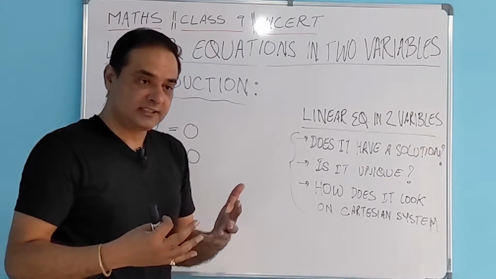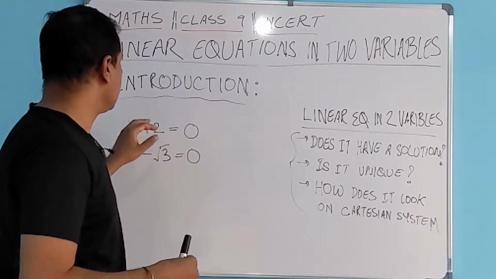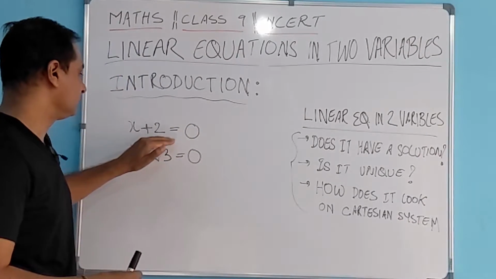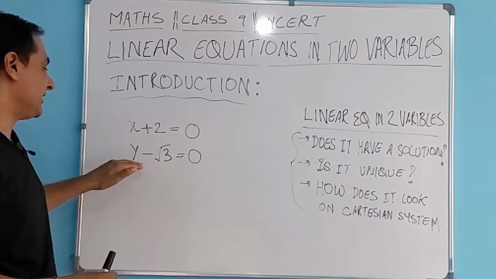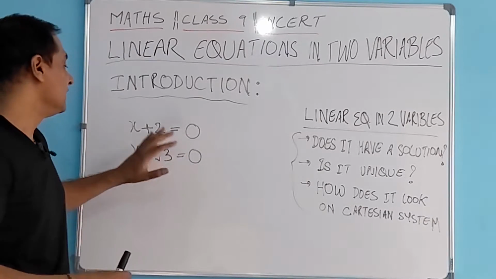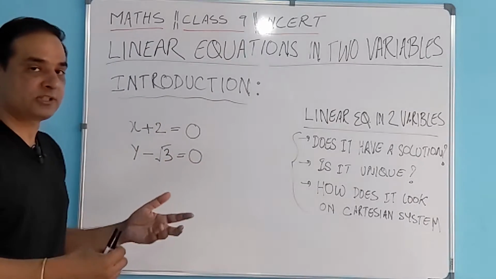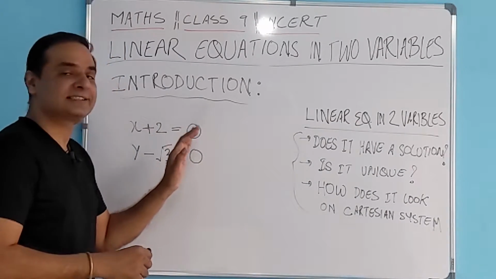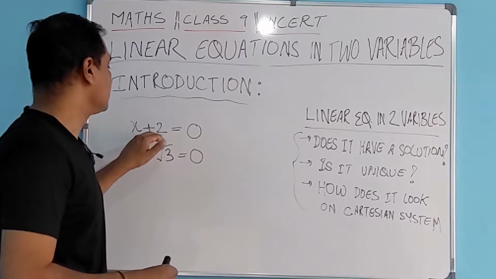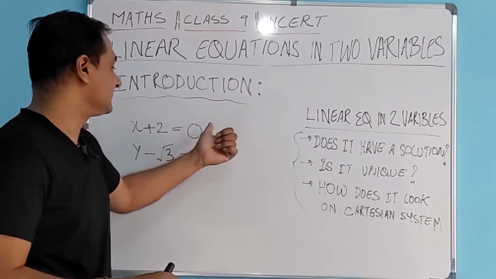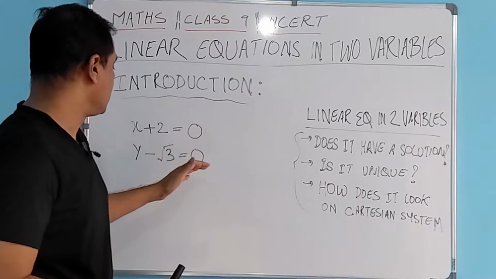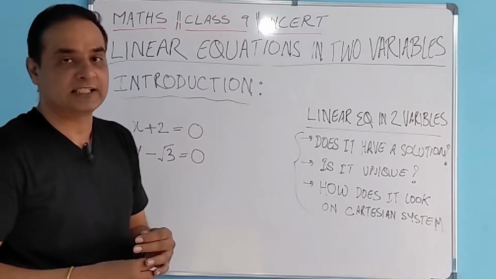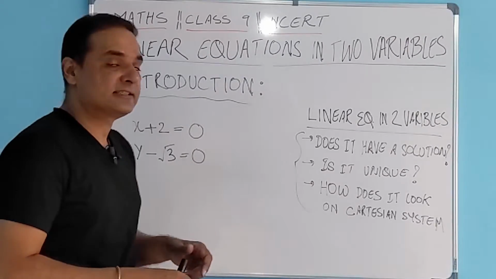Now what we have seen in earlier classes, we already have seen these linear equations with one variable, like x plus 2 equals to 0. We have seen y minus root 3 equals to 0. So these are two linear equations with one variable, and we already know each has a unique answer. Like x equals to minus 2 will be the unique answer for the first equation, and y will be equal to plus root 3, that will be the unique answer for the second equation.